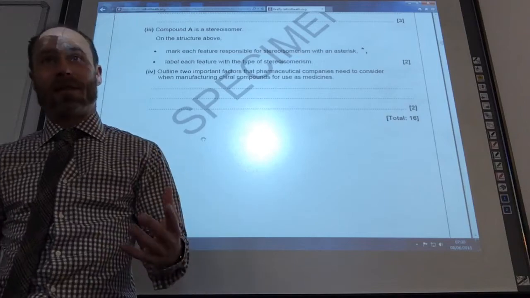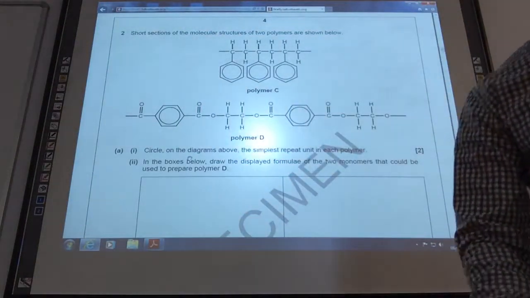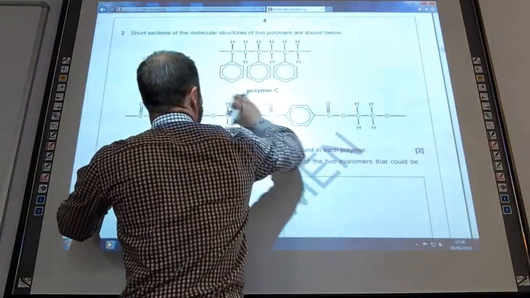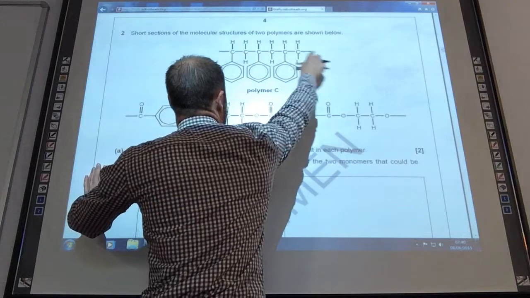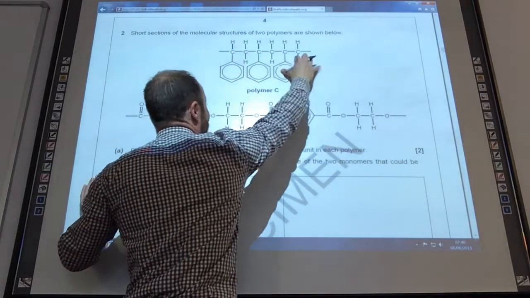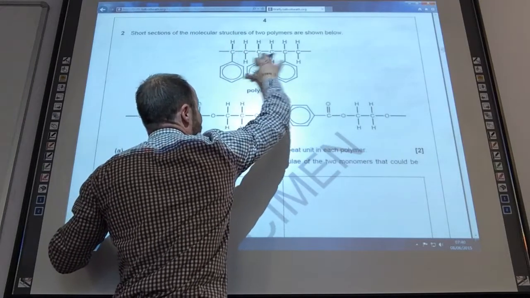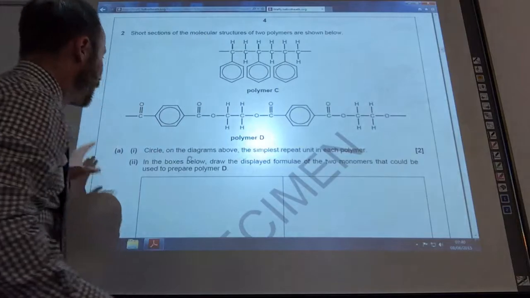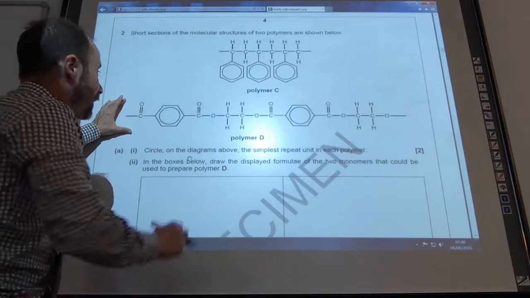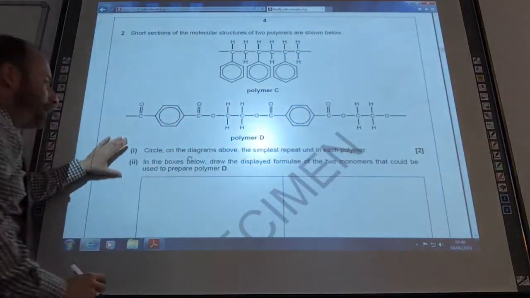So very expensive to separate them out. Right, so polymer time. First of all, let's have a think about this polymer here. It's just a carbon chain going along here, so it has to be an addition polymer. There are no ester groups, no amide groups, therefore it is an addition polymer. This one here does have ester groups, so it's going to be a polyester.